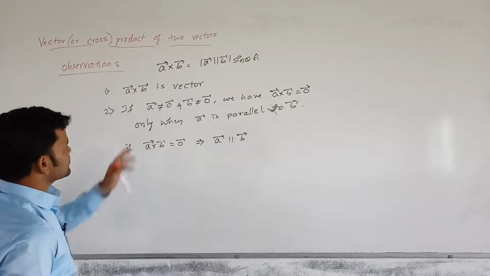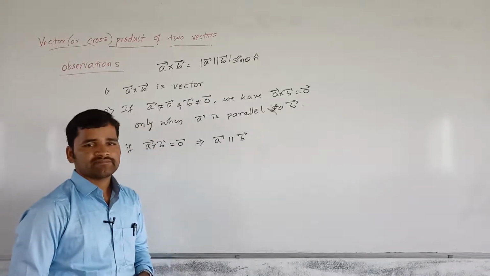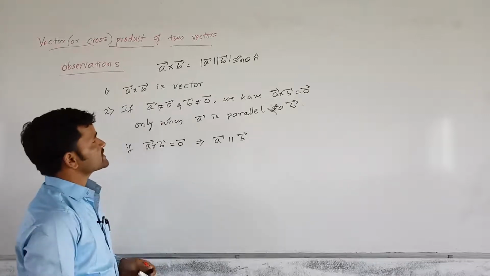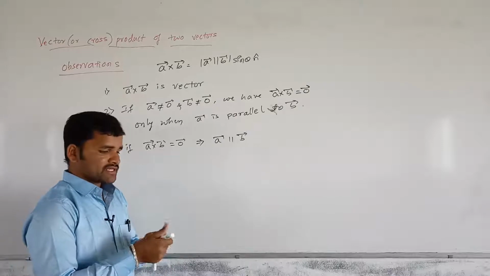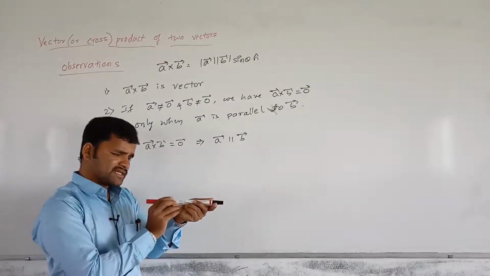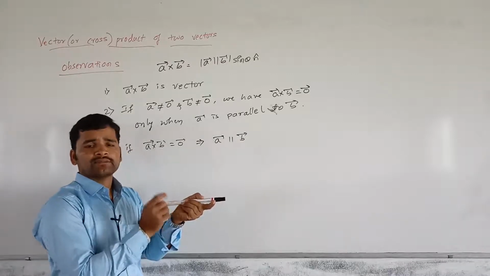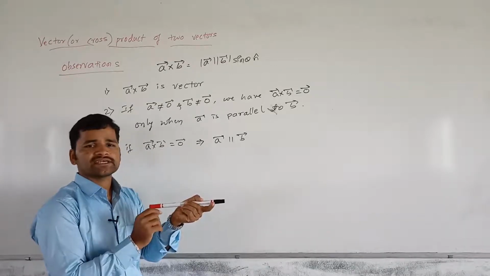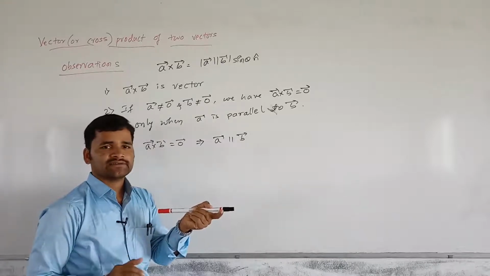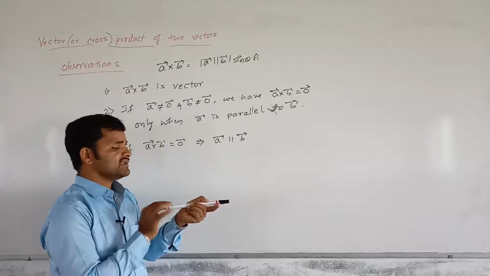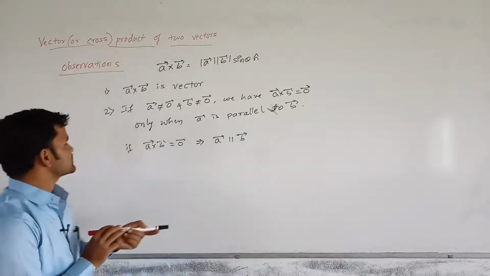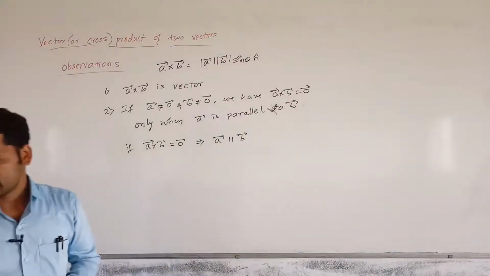And next, if either vector A is equal to 0 or vector B is equal to 0, then automatically A cross B will be 0. Even if it is 180 degrees, meaning vector A is in one direction and vector B is exactly opposite to it, so the angle between them will be 180 degrees. In that case also the cross product of these two vectors will be 0, because theta is equal to 180 degrees and sin 180 is 0. So A cross B is equal to 0. This is the second observation.